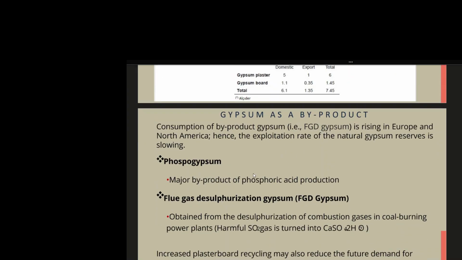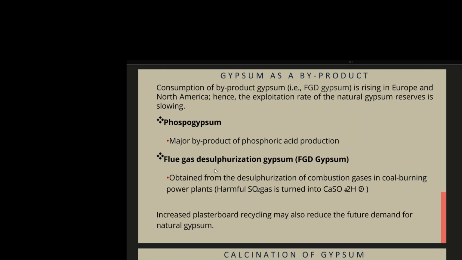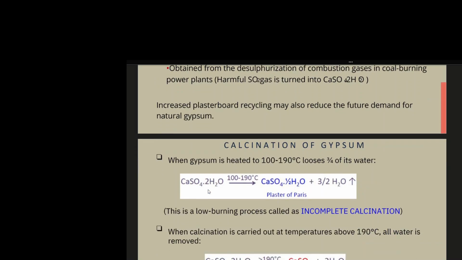So gypsum as a byproduct, sometimes it's found in byproducts, of course, in Europe and North America from some different companies. And so flue gas gypsum, and all this. Now these are places that are really important.